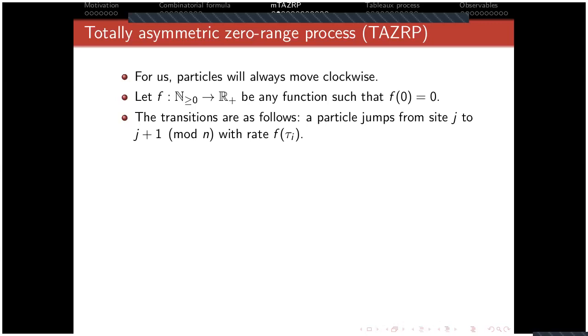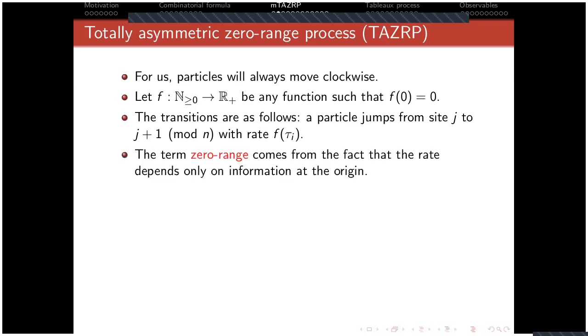So if you have, from here to here, let's say clockwise, this particle will go from here to here with rate f3, and this will move from here to here with rate f2, like that. So it only depends on the number of particles at that site. That's why it's called zero range. It does not depend on anything other than the local information on that site. In principle, it can be anything.